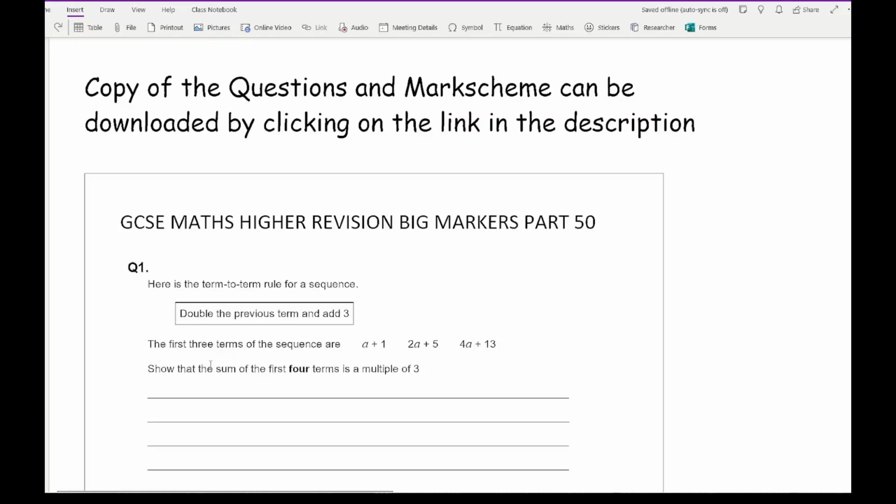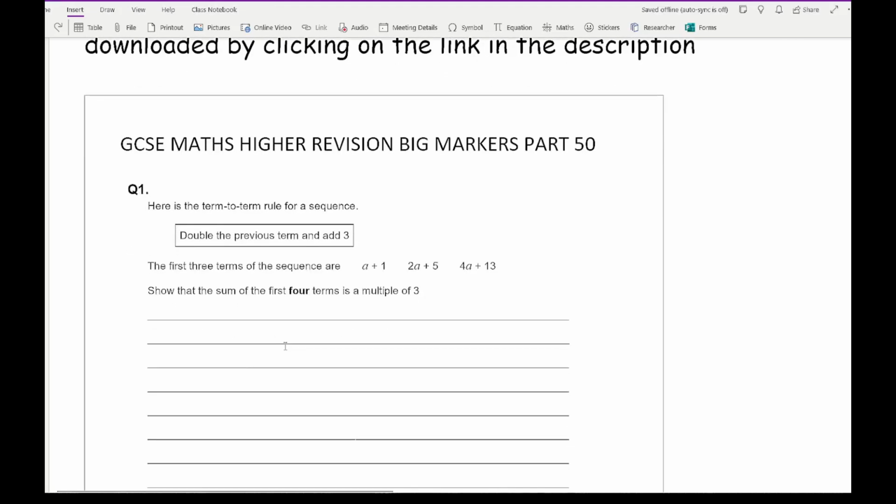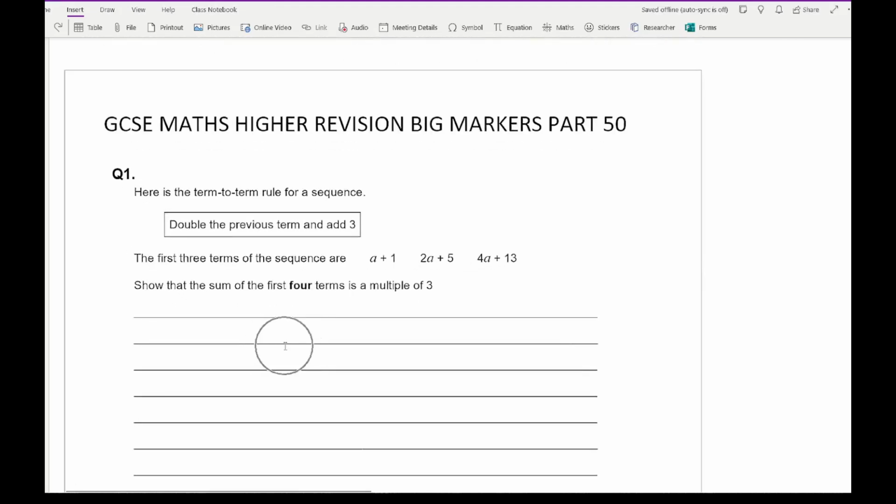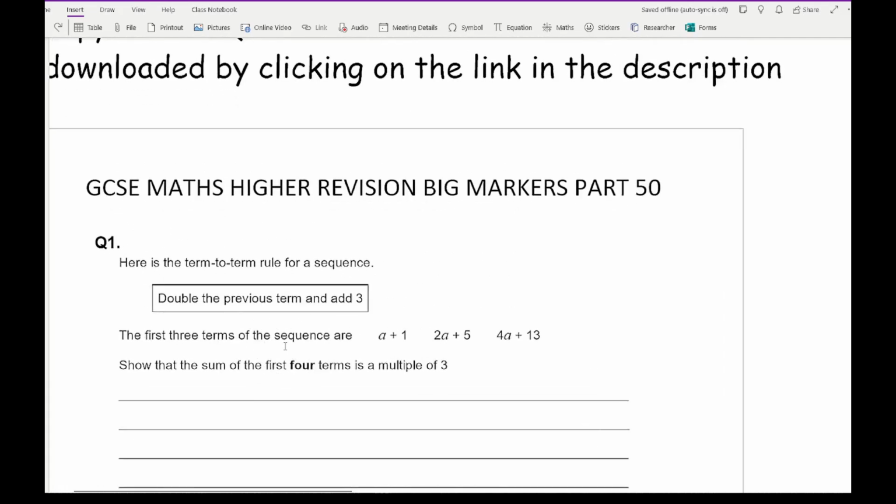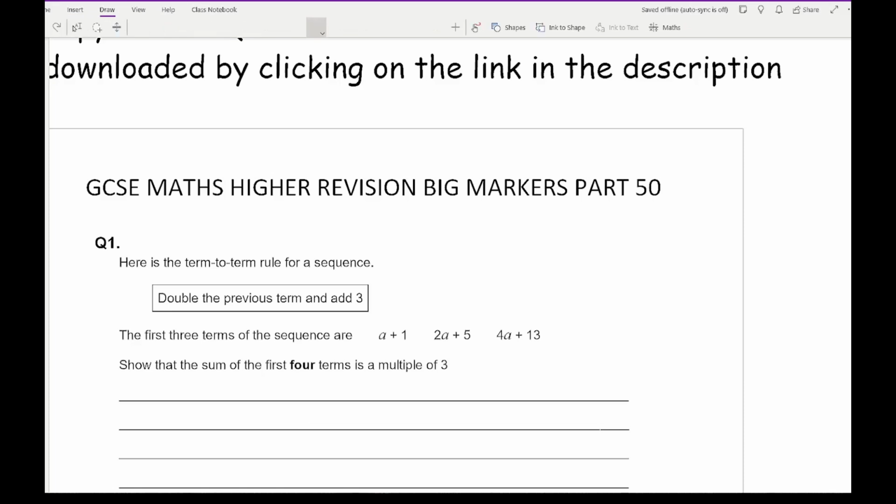So let's get started on question 1. Question 1 says here is a term to term rule for the sequence, and our rule is double the previous term and add 3. The first 3 terms of the sequence are a plus 1, 2a plus 5 is the second, and 4a plus 13 is the third. It says show that the sum of the first 4 terms is a multiple of 3.